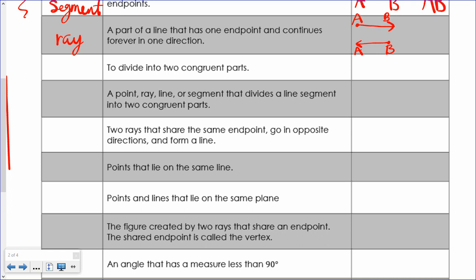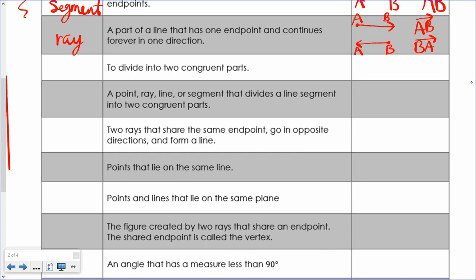No. Does anybody know how you would name this top one? What letter would I start with? The A. So I would have AB, and then the symbol for a ray is basically a little ray above AB. Now how would I name the one on the bottom? BA. And it still points to the right.